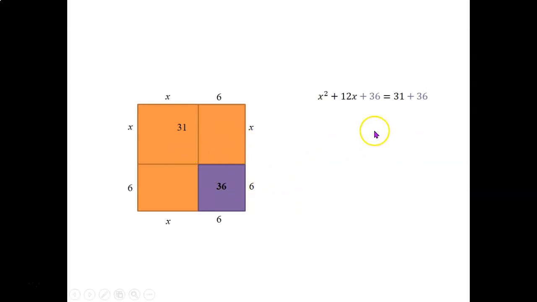So when we added the 36, that was like taking our original equation x squared plus 12x equals 31 and saying, okay, x squared plus 12x plus 36 equals 31 plus 36. So when we added the 36 to both sides of our equation, we were completing this square and saying, okay, x plus 6 squared equals 67.